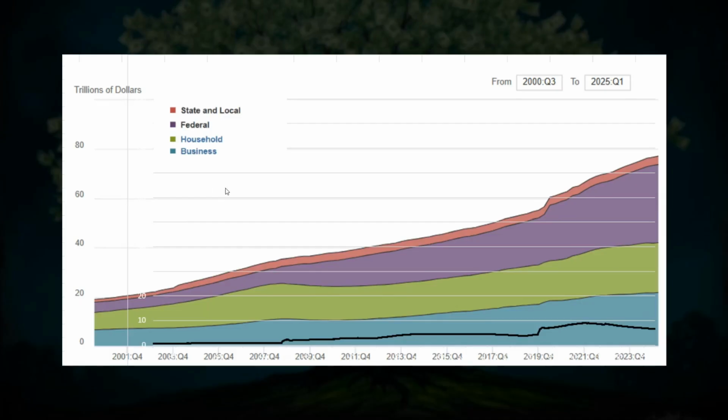So what I did here is a little awkward, but I couldn't download the original data for this. This is from the Federal Reserve, and it has the state and local debt and the federal debt, that's the red and purple line. But then it also has the household debt and the business debt. And over here we have trillions of dollars.